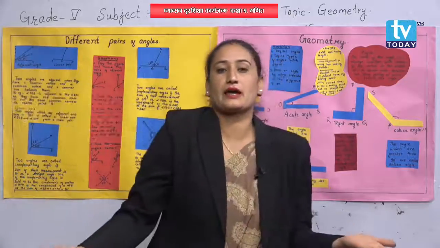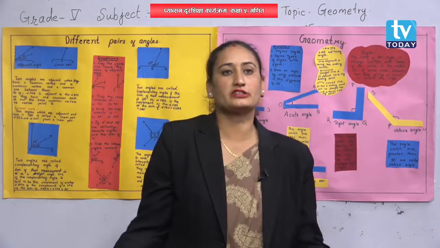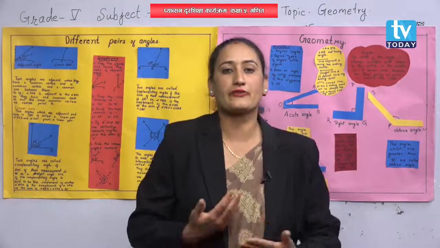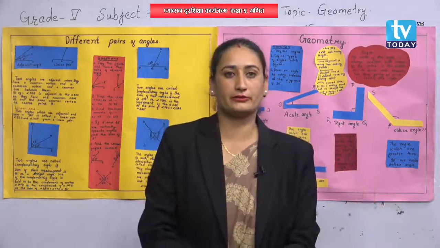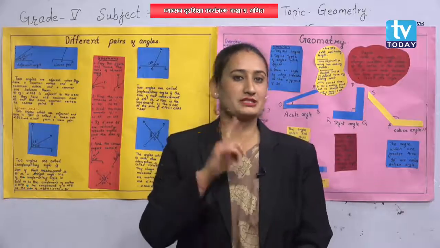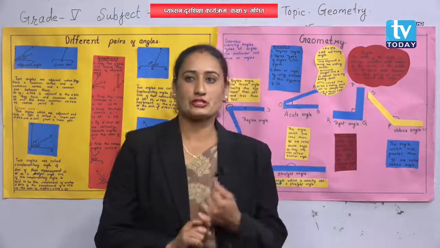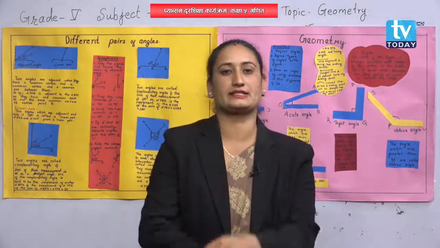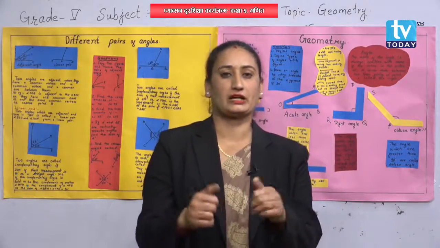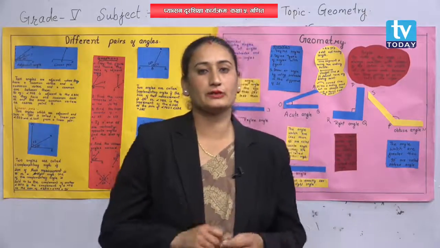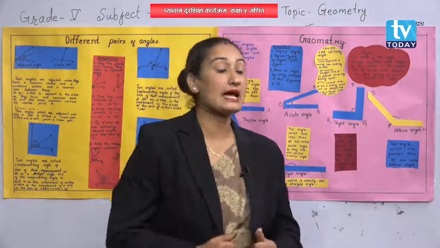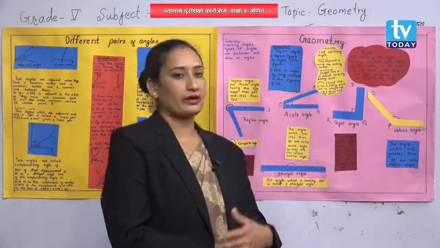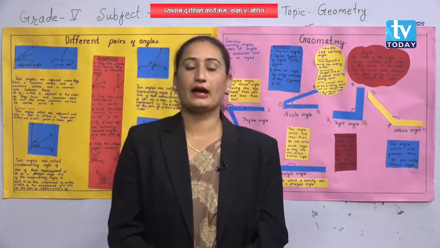So, how many types of angles have I told you? Have you remembered? You need to remember it. The first one is the acute angle, and it is smaller in size. Acute means what? It is smaller in size. So we call it an acute angle.